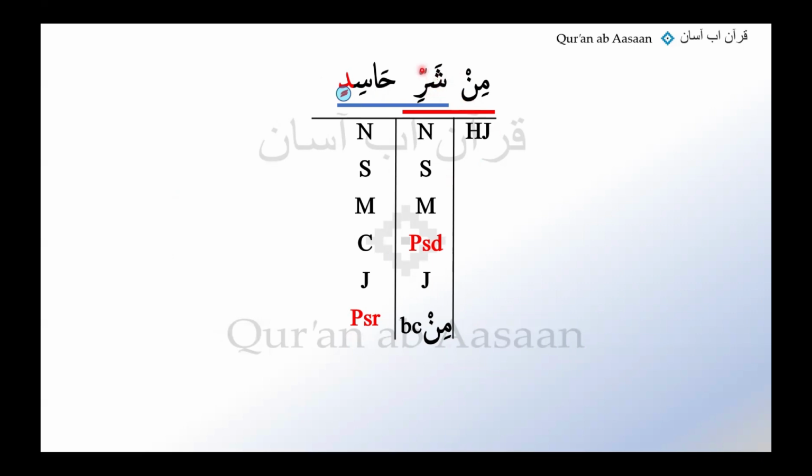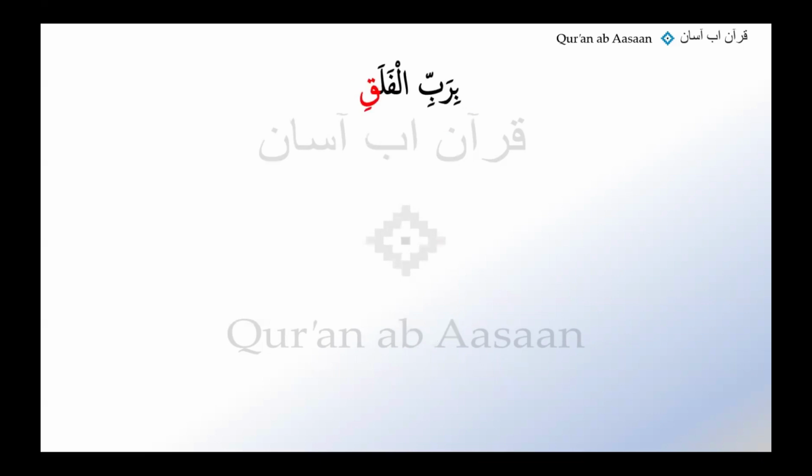From the shar of a hasid. It's a common noun, so a hasid, yeah. What is the shar? Evil. And what is a hasid? The hasad is the jealous person, the envious person. So, from the evil of an envier, and it's a common noun. Alhamdulillah. Let's do another one.